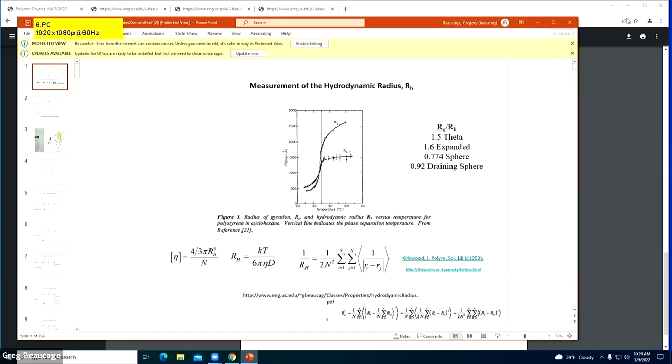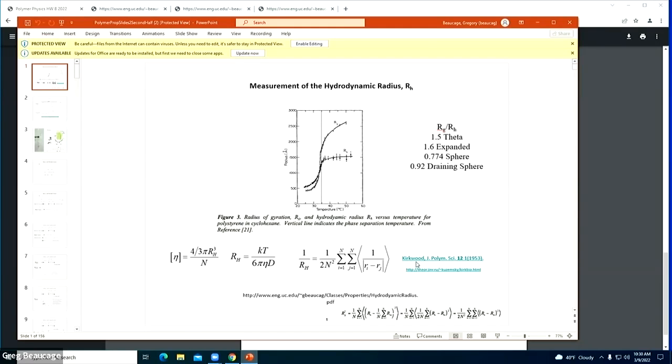So anyway, the point today is to start going through the hydrodynamic radius, which is the other number. So you can get the size, you can get the radius of gyration, you get the hydrodynamic radius.